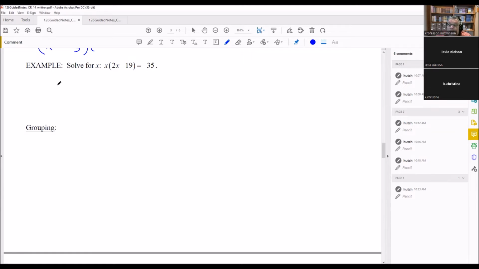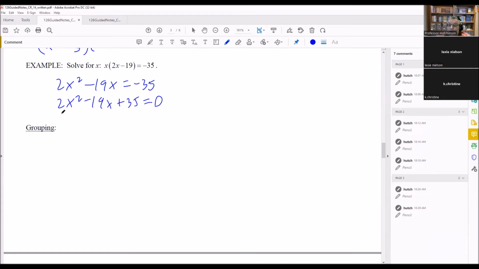If I multiply this by x, I get 2x squared minus 19x equals negative 35, but it's not in standard form because it's not equal to 0. So I'm going to do one more step, and I'm going to add the 35 to both sides. So now I have it in the correct form. I have 2x squared minus 19x plus 35. So I'm going to do this both ways. I'm going to do it by the grouping method and by the bottoms up method.